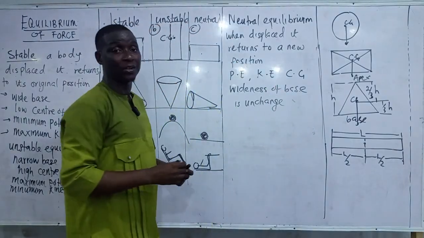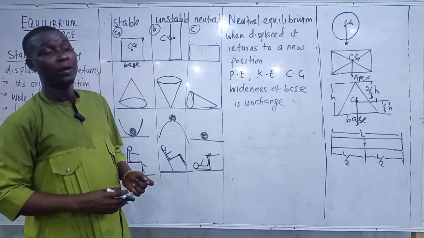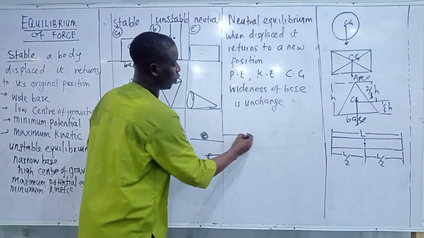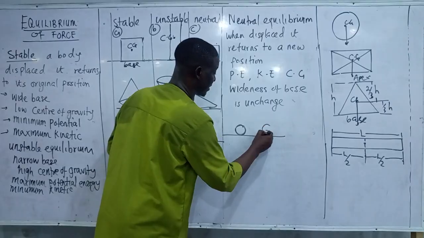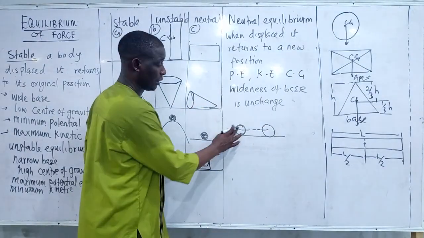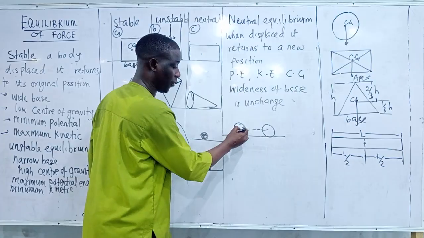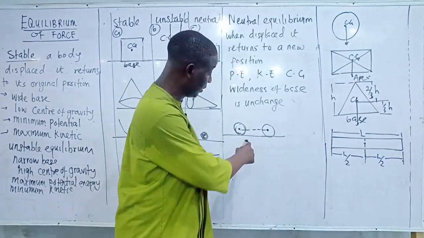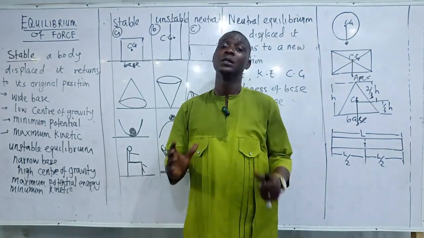So you see now, I just gave you a summary of that. When displaced, it returns to a new what? Position. That means if I give you this ball now, for example, if this ball moves from here to this, if I displace it, get to this point, as the center of gravity changes, hello, look at it. As the center of gravity changes, no, it does not change. From here, it still retains here. You only move from one point to another.